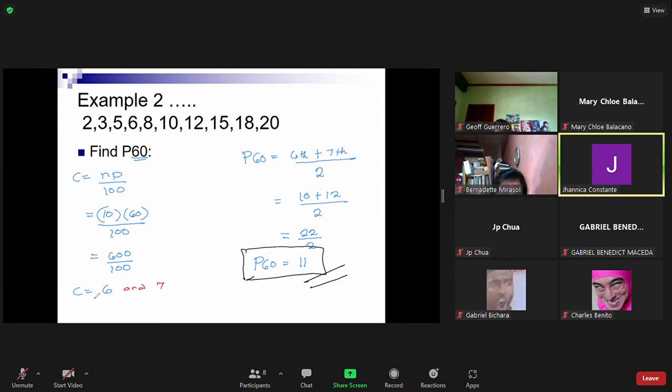So when C is a whole number, you're going to use two positions to identify the percentile that you're solving: the value of C that you have solved and the next position to it. When it's a decimal, just round it off, and then the rounded off number is already the position of your percentile.